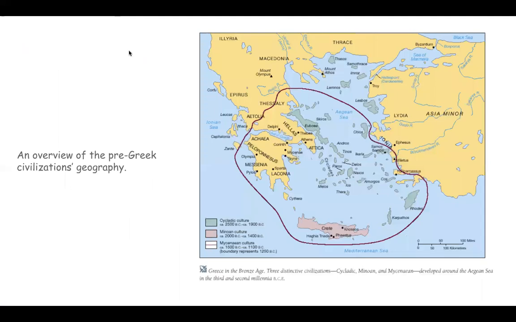And now we can see an overview of the pre-Greek civilization's geography. It's generally between what we call Turkey now and what we call Greece now.